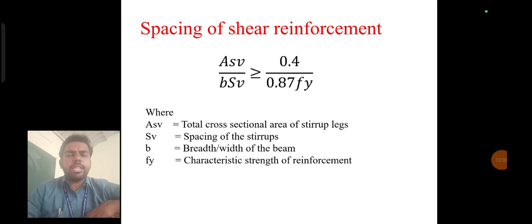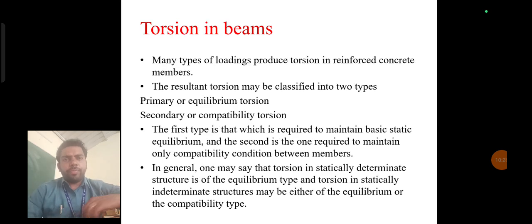Examples are 2-legged, 4-legged, 6-legged and 8-legged, as we generally call them. Generally for 4 bars, you provide 2-legged stirrups at each corner. Sv is the spacing between the stirrups that you have to maintain, b is the width of the beam, and fy is the characteristic strength of the reinforcement.